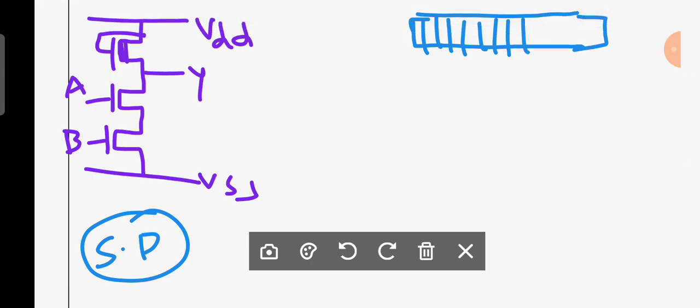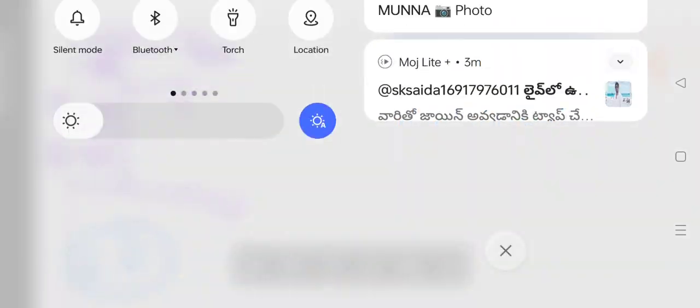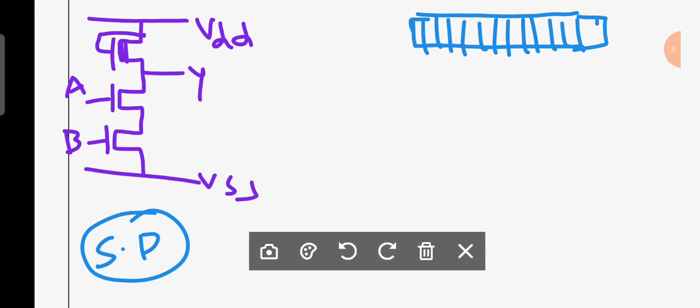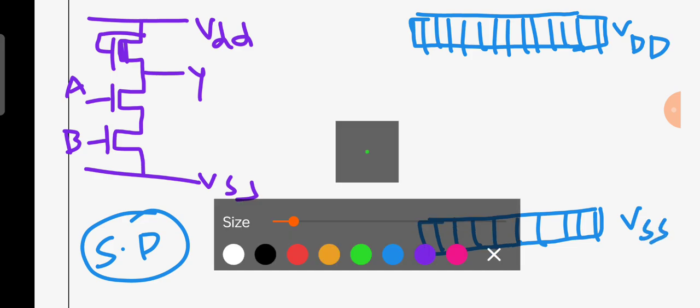I can understand, when I am pulling this one, it is coming, right? Sorry for the delay. Okay, this is my metal here, and you can observe this is my metal here. Now it is VDD, it is VSS.